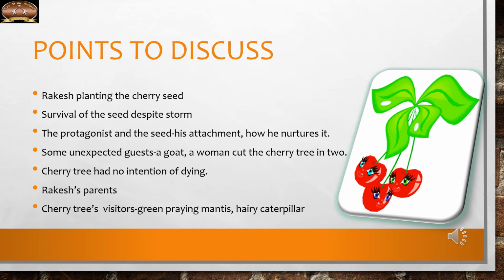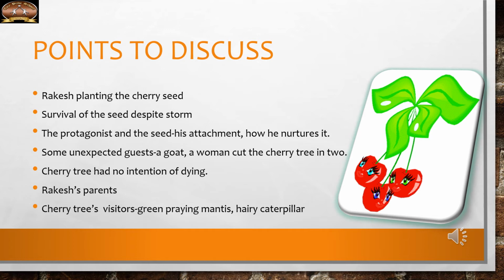And then coming to page number 17, you can see some unexpected guests. That is the fourth point here in the slide. There are some unexpected guests, like a goat. First a goat entered the garden and ate all the leaves. By that time the tree had grown up, and the goat left only the main stem, and the two thin branches remained. And it made Rakesh very upset.